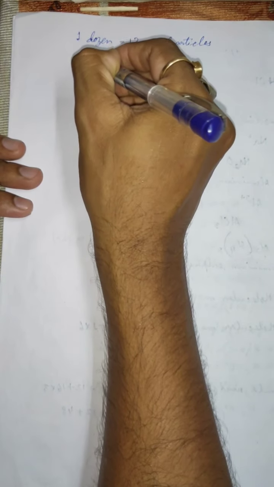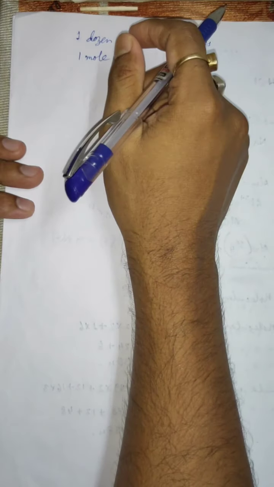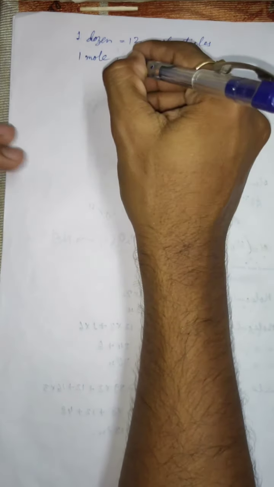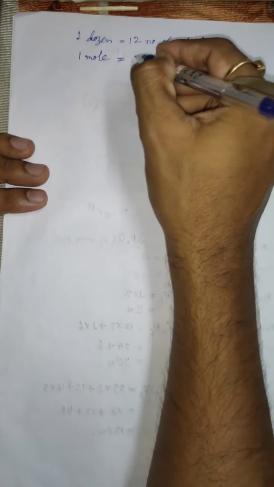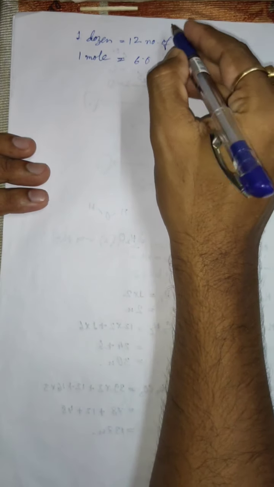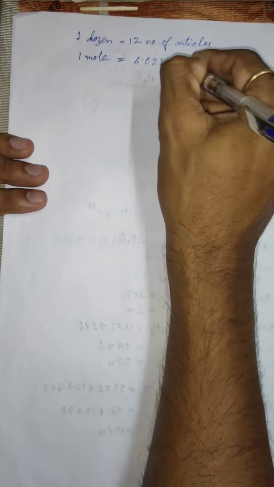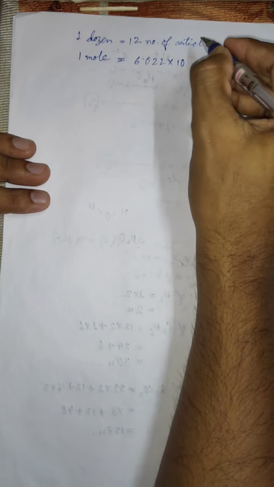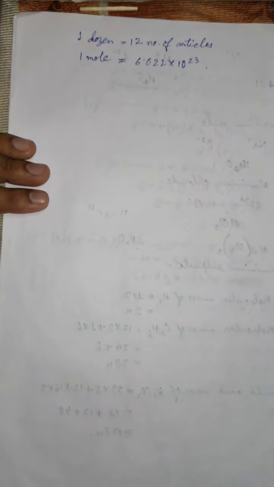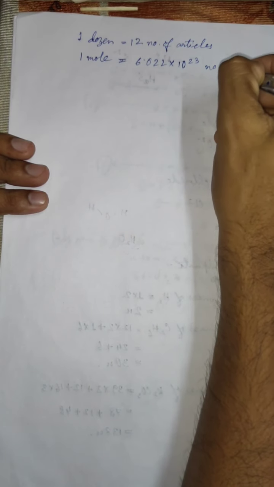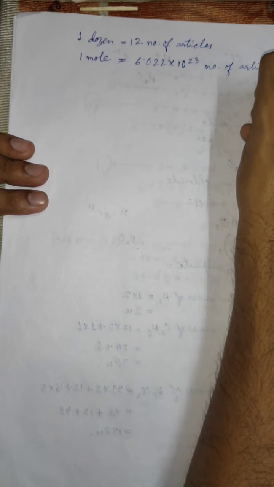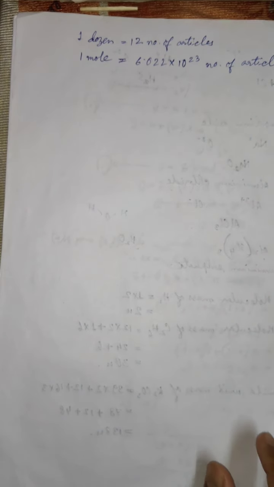1 mole of any particle, it may be atoms, it may be molecules, it may be electrons. What would be the particles? 1 mole of any particle is equal to 6.022 into 10 to the power 23 number of particles. This is actually called Avogadro's constant. If you go through your book, you will find Avogadro's constant.